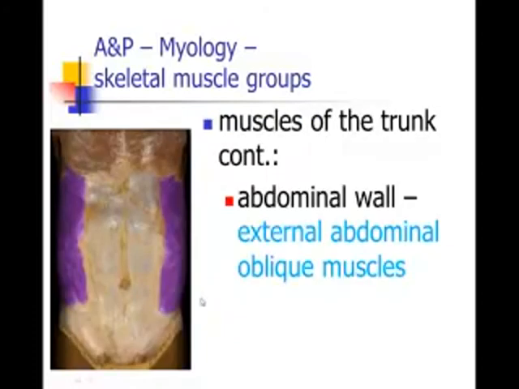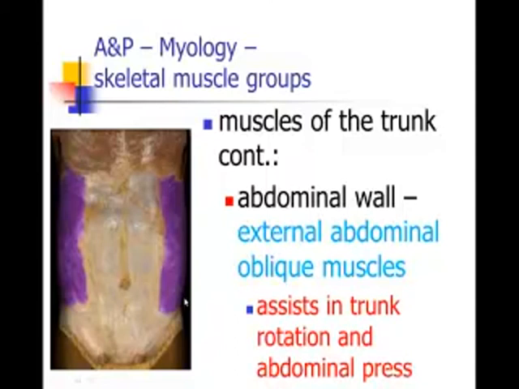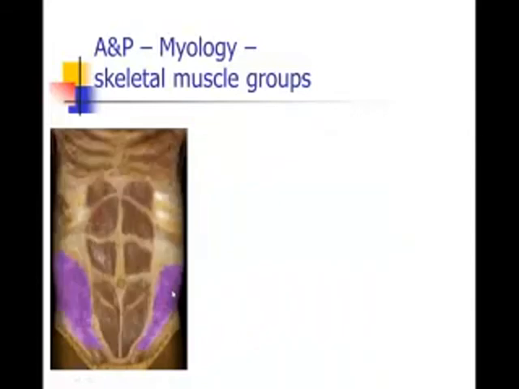We have the abdominal wall muscles. We have external abdominal oblique. You'll recall that that comes from the same origin as the external intercostal muscle. This muscle has two major functions. It does assist in trunk rotation and in the abdominal press.